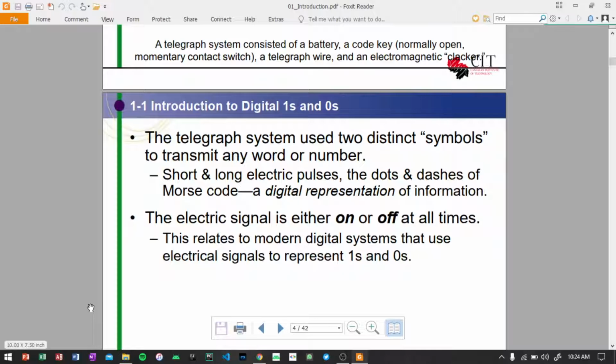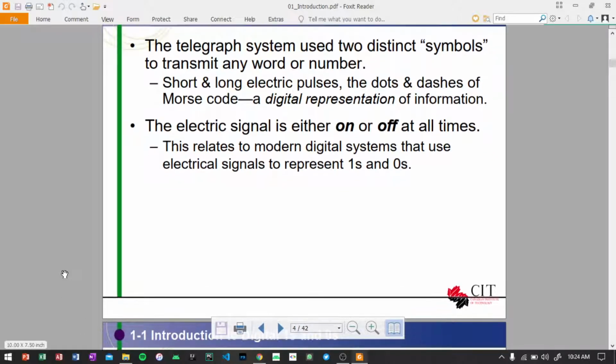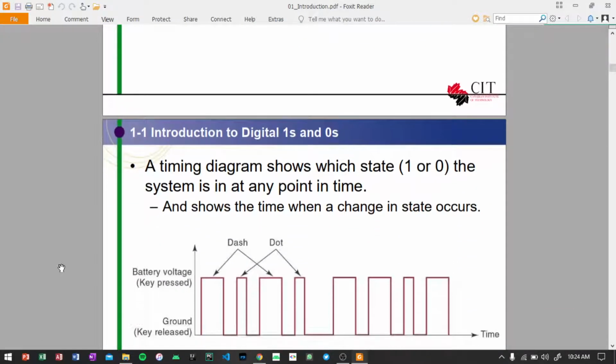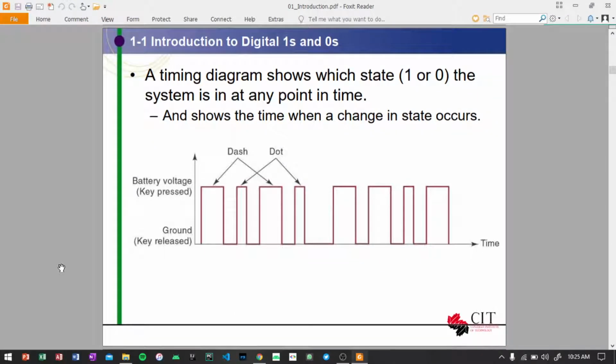A digital representation of information. The electric signal is either on or off at all times. This relates to a modern digital system that uses electrical signals to represent ones and zeros. A time diagram shows which state, 1 or 0, the system is in at any point, and shows the time when a change in state occurs. We have the battery voltage and the key press, and later on we have the ground and key release. We have the dashes and dots here.